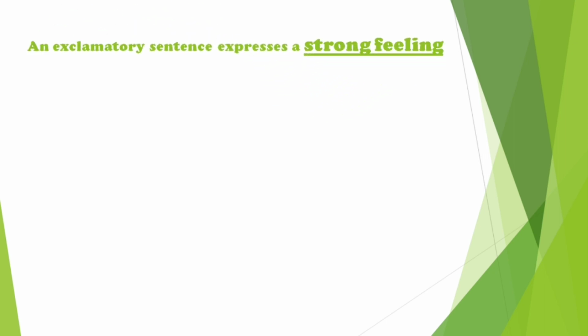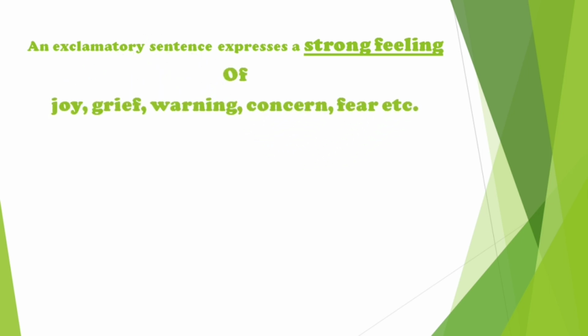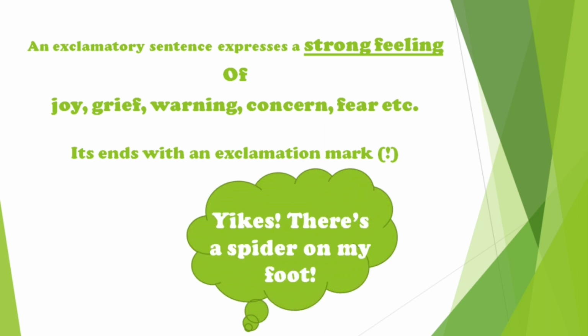And finally, the exclamatory sentence. An exclamatory sentence expresses a strong feeling of joy, grief, warning, concern, fear, etc. It ends with an exclamation mark. For example, yikes, there is a spider on my foot! It's a strong feeling of fear, and it ends with an exclamation mark.